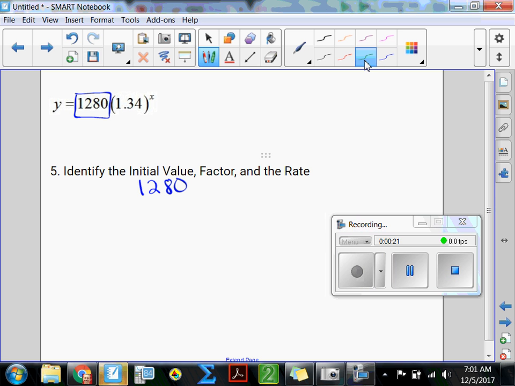We want to find the factor. The factor is inside the parentheses. Usually it's the base of the exponential. So my factor is 1.34.